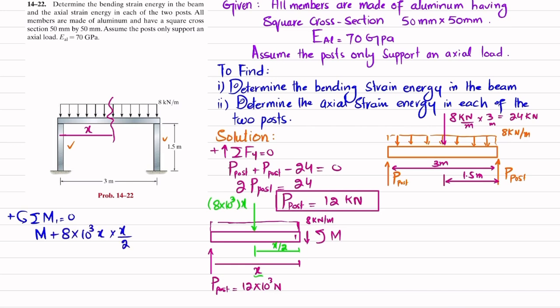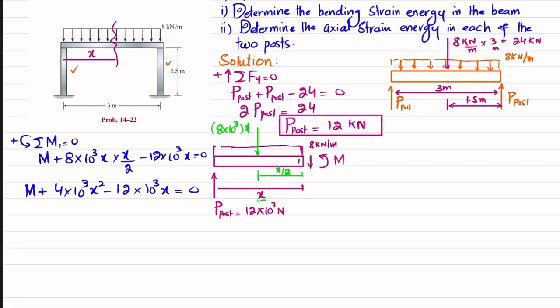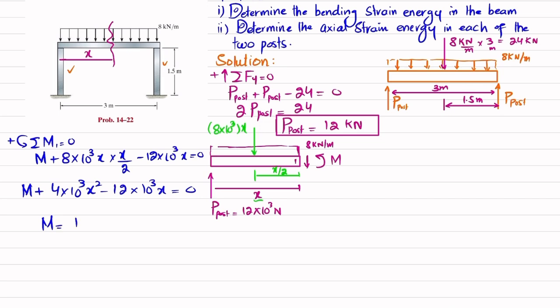And the last moment that is produced due to this load, with perpendicular distance x, is producing clockwise, so it will be negative. So I will write minus 12 into 10 to the power 3x is equal to 0. So what I will get is M plus 4 into 10 to the power 3x square minus 12 into 10 to the power 3x is equal to 0. If you further simplify it, this moment will be equal to 12 into 10 to the power 3x minus 4 into 10 to the power 3x square, and its unit will be Newton meter.